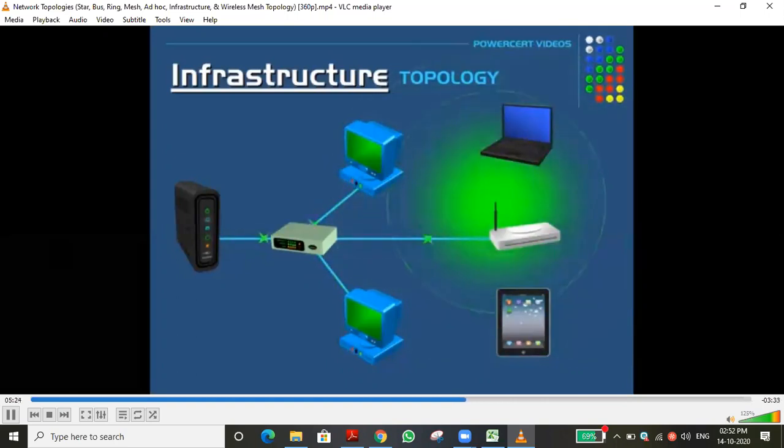So the wireless access point acts like a bridge between the wireless network and the wired network. Now, the infrastructure topology is not limited to a single wireless access point. In fact, you can have multiple wireless access points if you want. It just depends on the needs of the network.